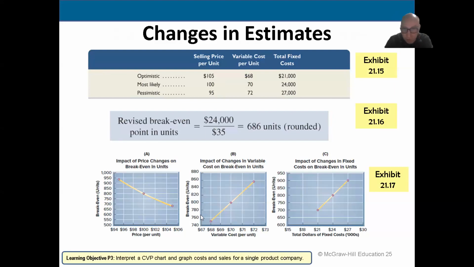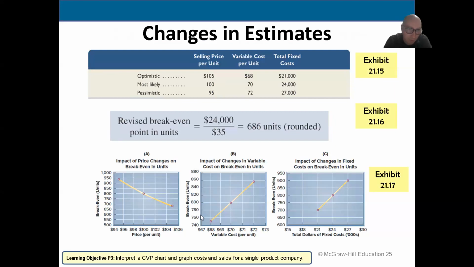In order to have estimates, we need to have some ranges. Think high, medium, low. And we can do that with sales price, variable cost per unit, and fixed cost. High, medium, low. And we need to find the break-even point for all three levels.